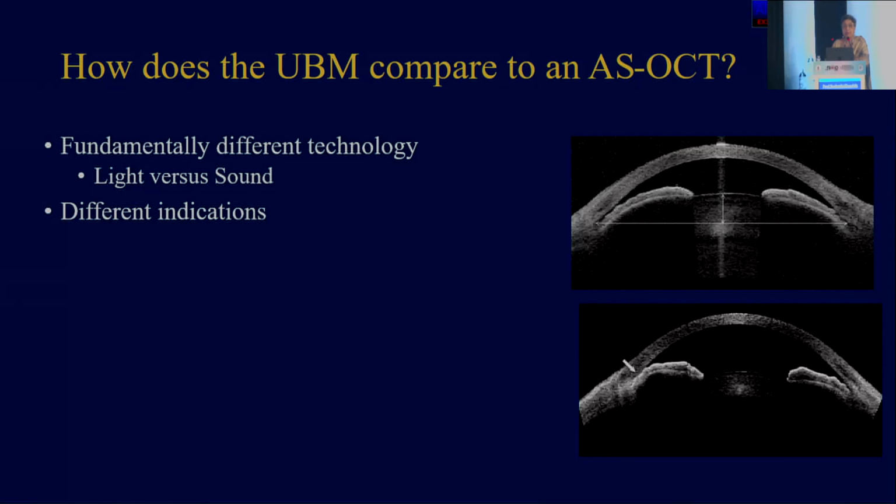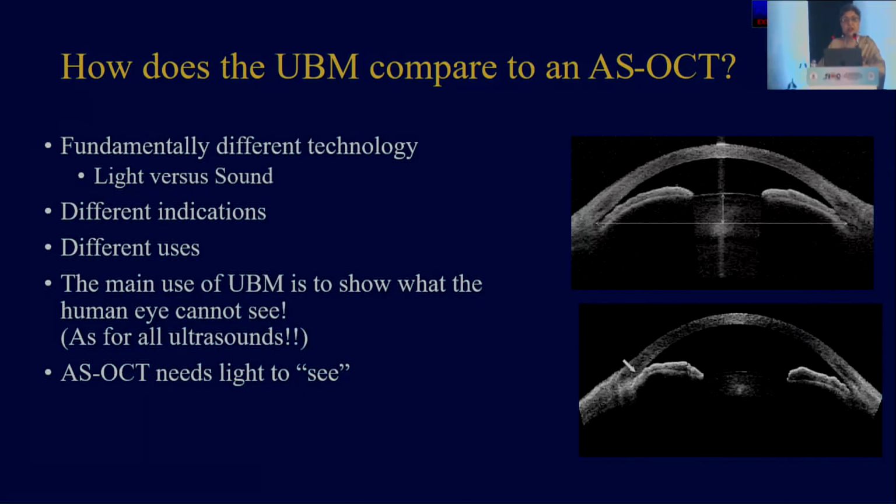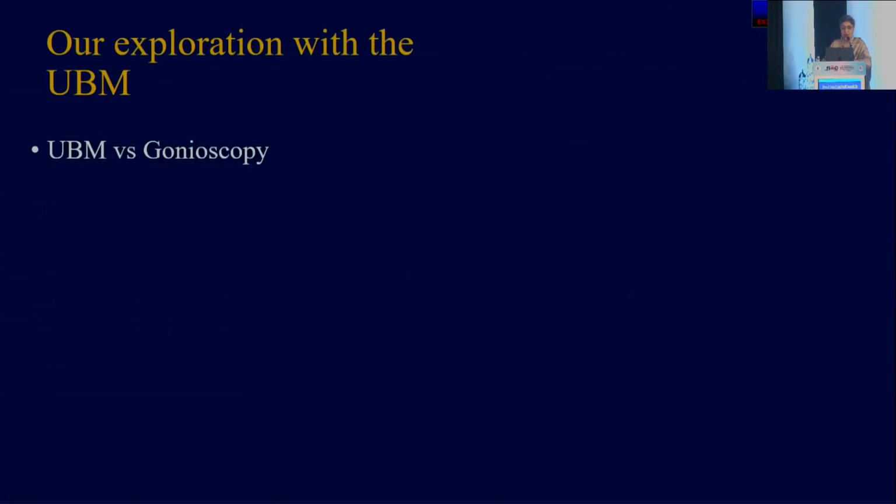Now, how does it compare to the ASOCT? They're fundamentally different. I don't think there could be a debate on when to use what, because they do completely different things. There are different indications, there are different uses, and the main use of UBM is to show what the eye can't see, which is behind the iris or the ciliary body, because it's using sound instead of light, whereas the ASOCT requires light to see. So if there's no light going in, the ASOCT can't see it either.